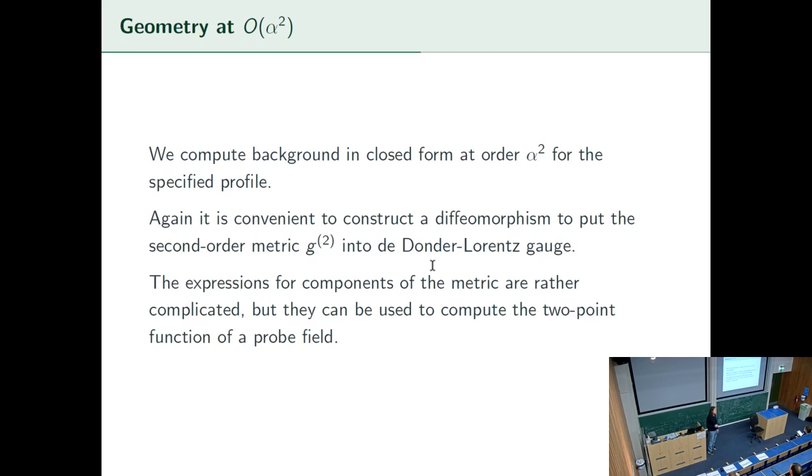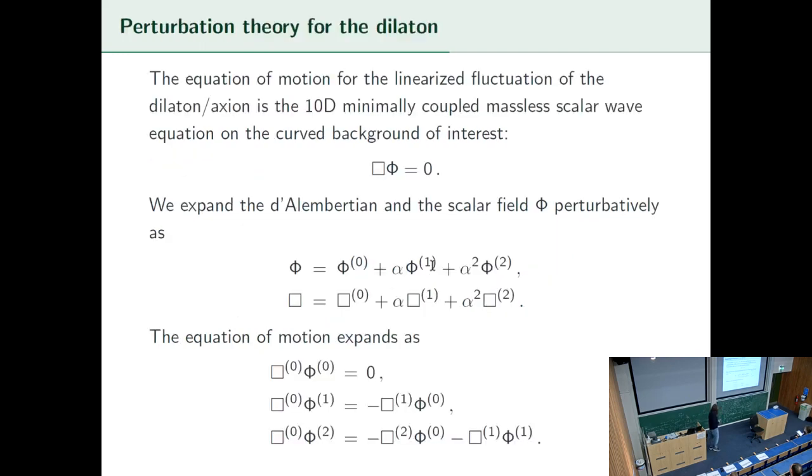But anyway, they're still very convenient to find the two-point function of the probe field on top of this geometry. So now let me tell you about the probe field. We're going to take the axion-dilaton, which satisfies the simplest equation of motion in the bulk, which is box_10 phi equals 0. So it's a non-back-reacted field.